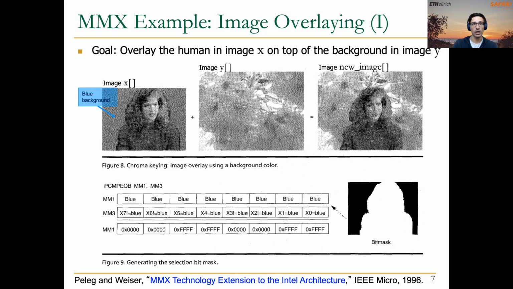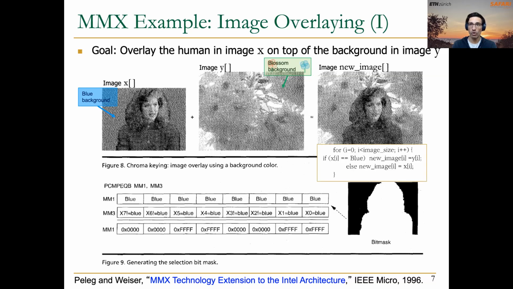So here on the left, we have this image X that has the image of a woman on top of a blue background, and we want to replace the blue background with a blossom background in order to obtain a new image, the one that you see at the right-hand side. If we want to, we have to perform this computation on a sequential CPU.